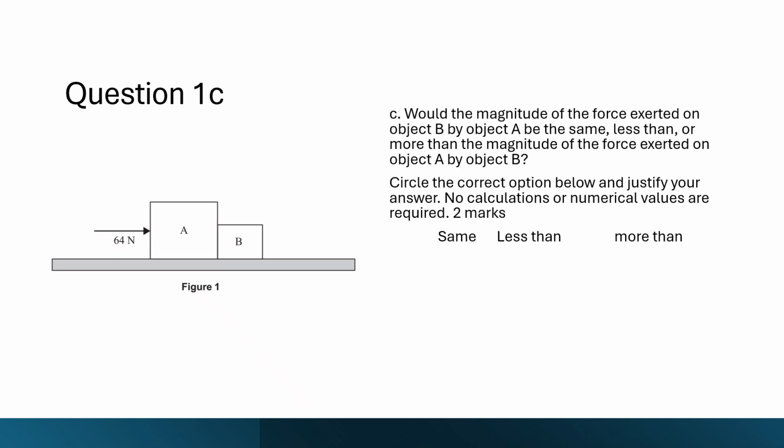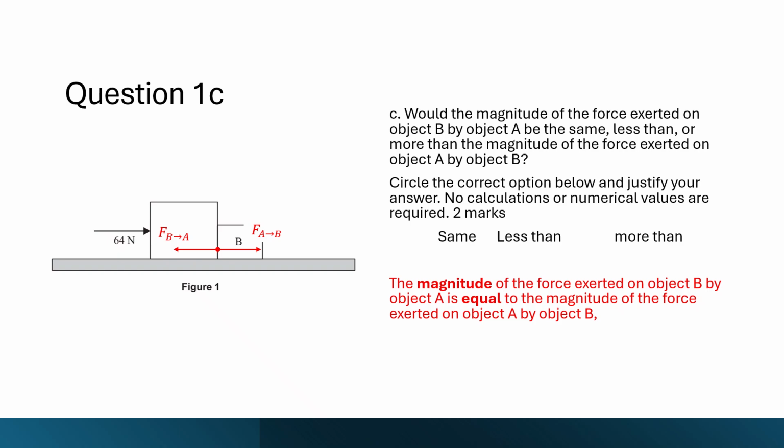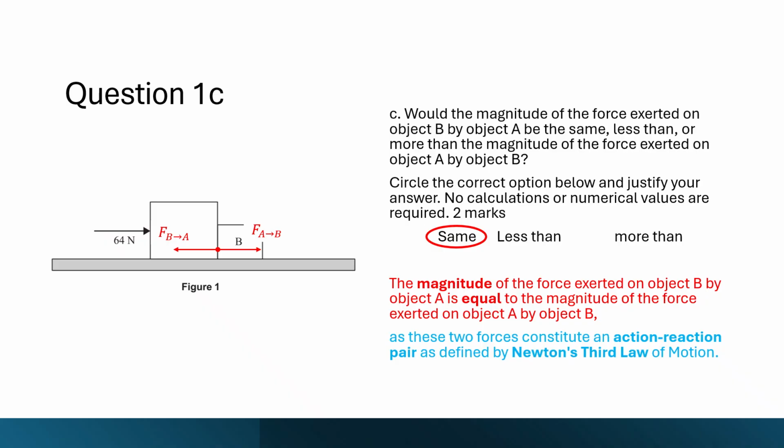The magnitude of the force exerted on object B by object A is equal to the magnitude of the force exerted on object A by object B, as these two forces constitute an action-reaction pair, as defined by Newton's third law of motion.